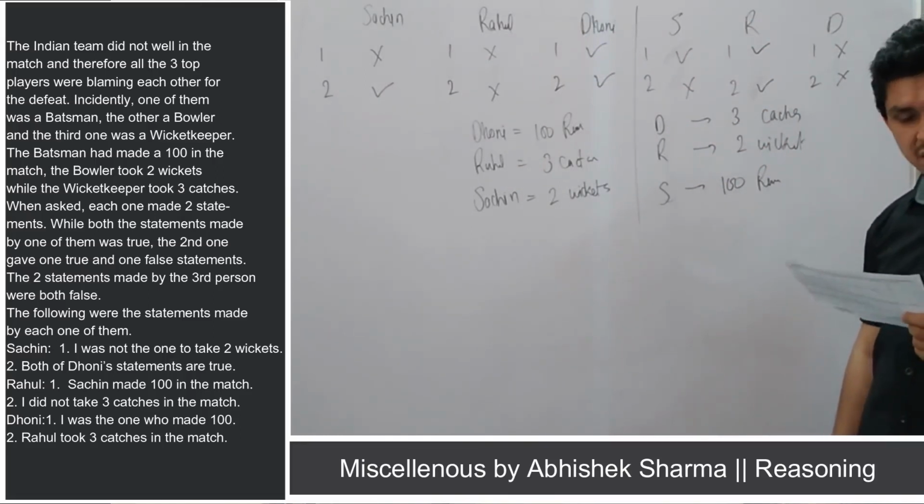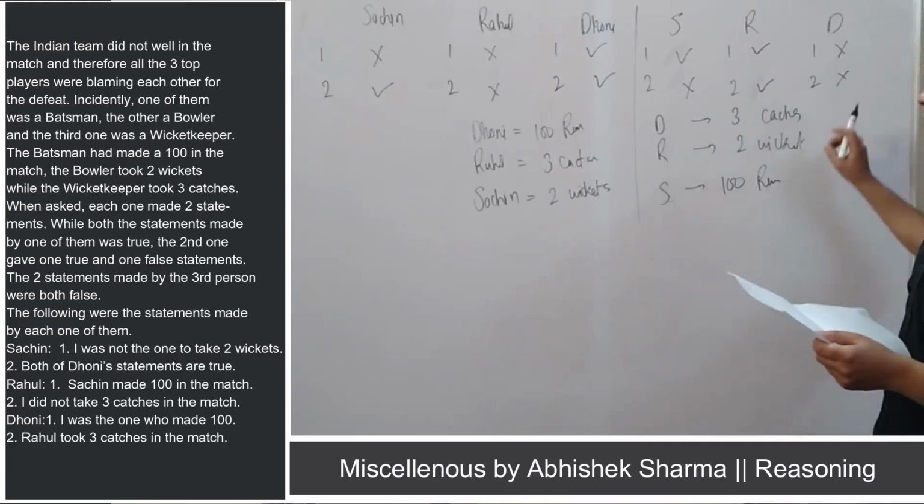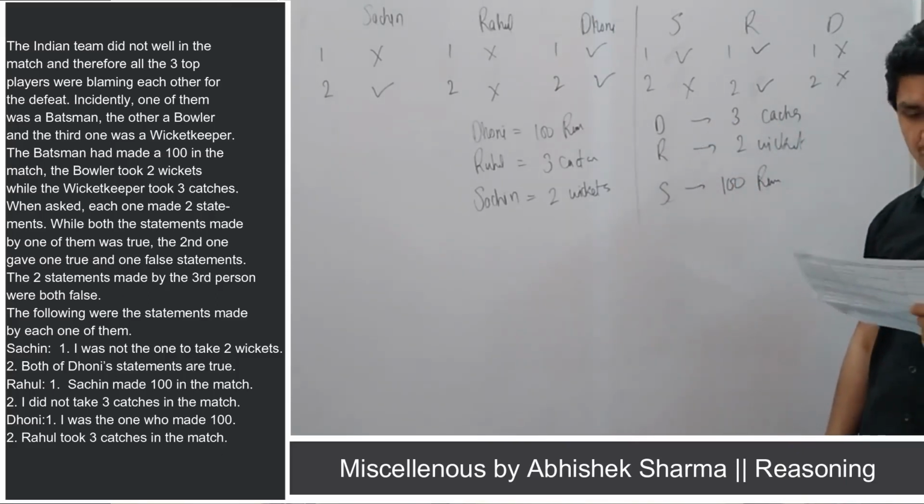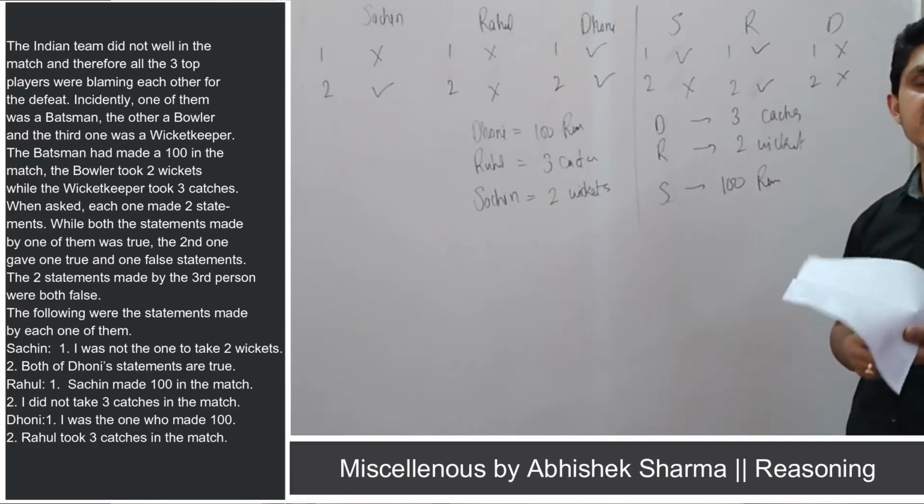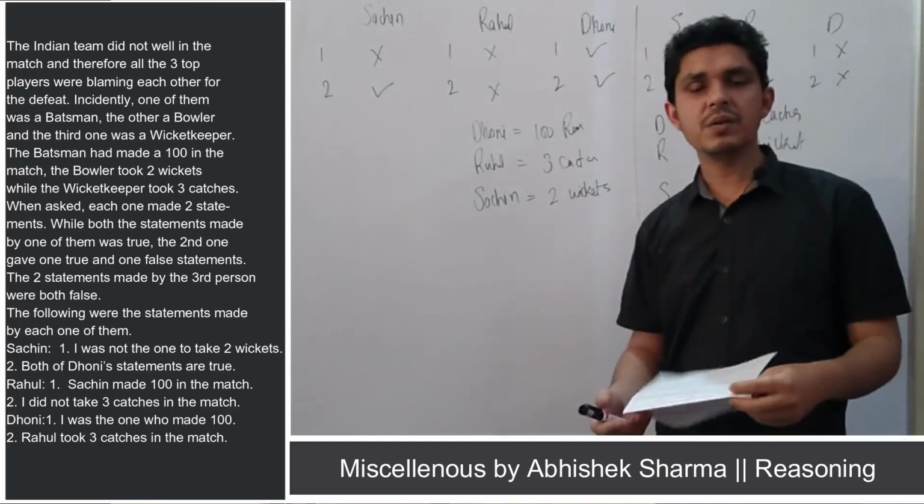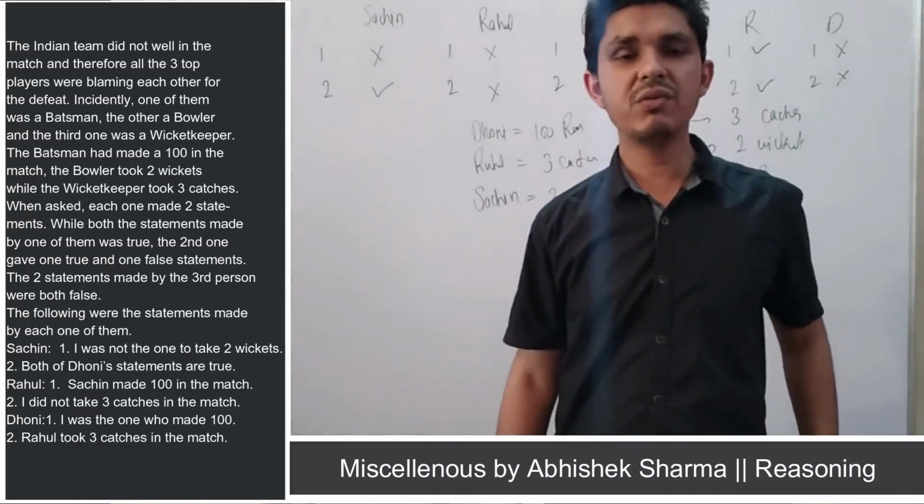Thereafter question number 18. The question is, which player took 2 wickets in the match? So if we check here, Rahul is taking 2 wickets, and if we check, Sachin is taking 2 wickets. So the answer will be cannot be determined. Right? So this was all about the miscellaneous units that you have.